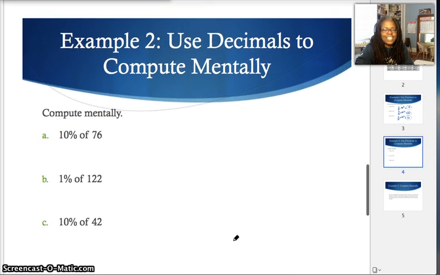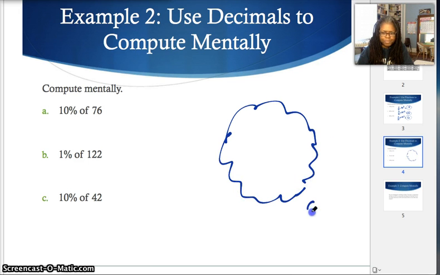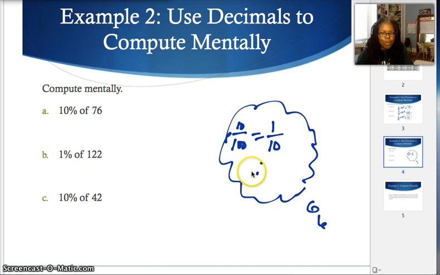Let's take a look at this next example. Example 2, we're going to use decimals to compute mentally, and this is probably the way I think about it when I'm out on the street and I have to calculate something really fast. 10% of anything is really dividing by 10, right? So just a thought bubble real quick before we get into these problems. When I think about 10%, I know that that's 10 out of 100, and we saw that 10% is really 1/10. So multiplying by 1/10 is to multiply by, let me write it nicely, 0.1, right? Because these are equivalent. So now I'm looking at this as a decimal.